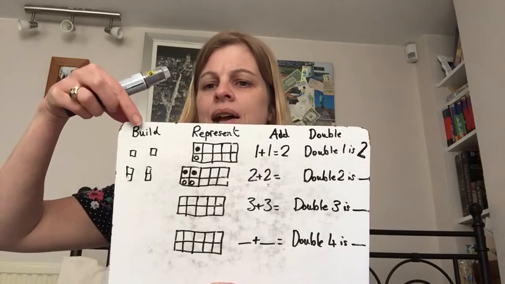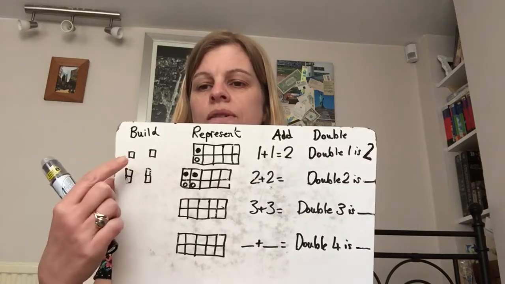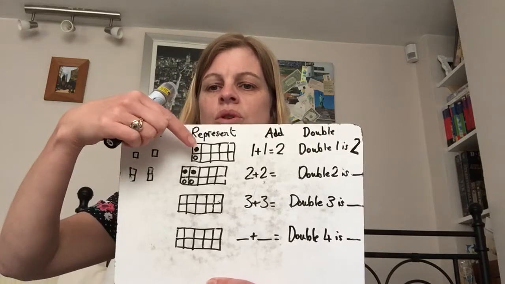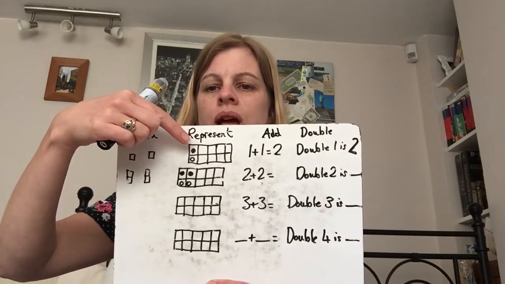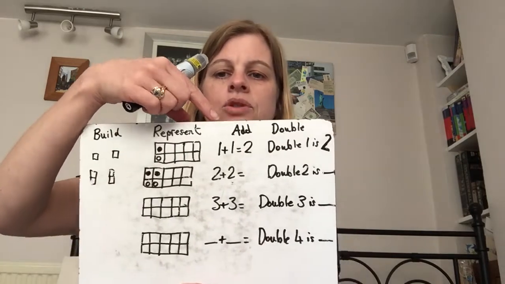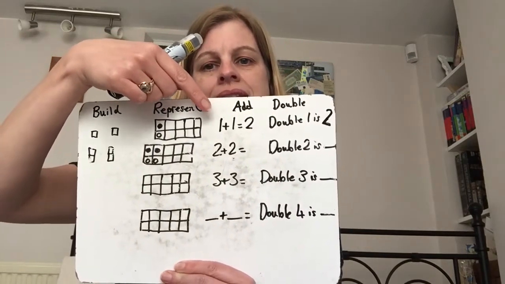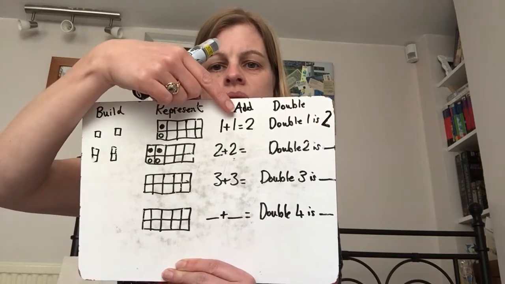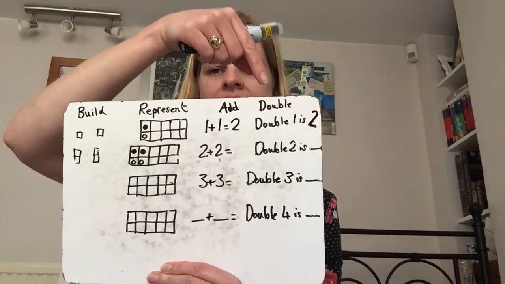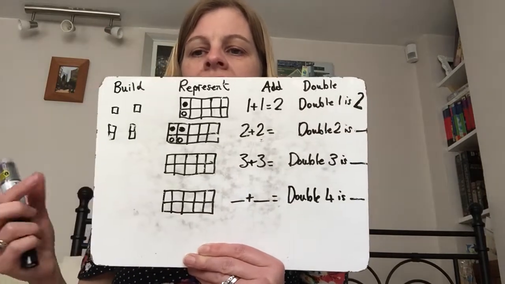So here I am building doubles, 1 cube and 1 cube. So I've doubled 1. There's 1 cube and I've doubled it. Here I'm representing my doubles on a 10 frame. I had 1 and I doubled it. Here I am showing my doubling as addition. So showing it as addition is I had 1, I added another 1, so I doubled 1 and I made 2, and then I want you to write it as a sentence. Double 1 is 2. Let's look at the next one.